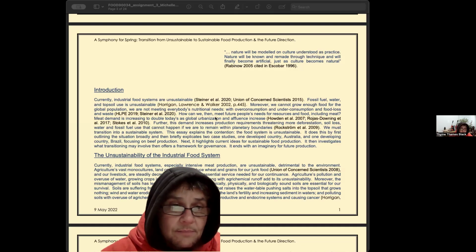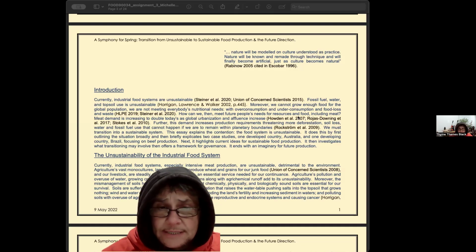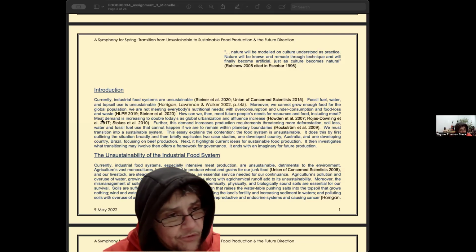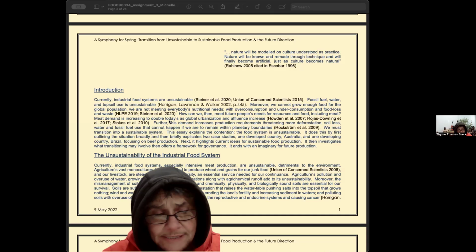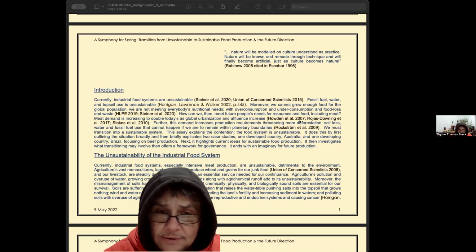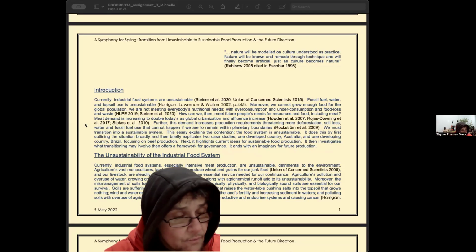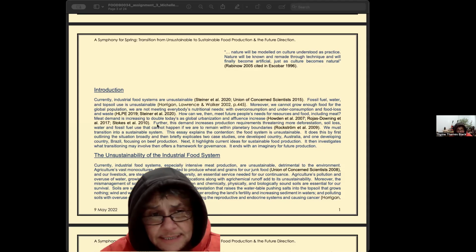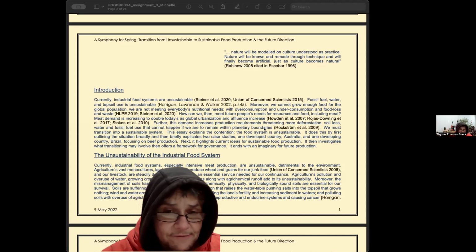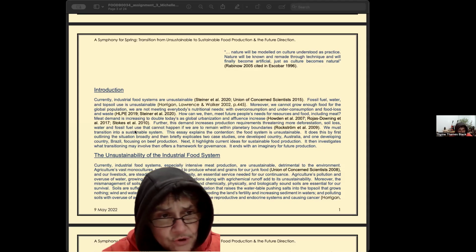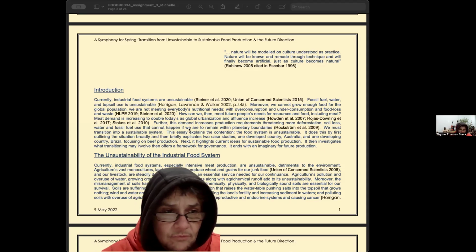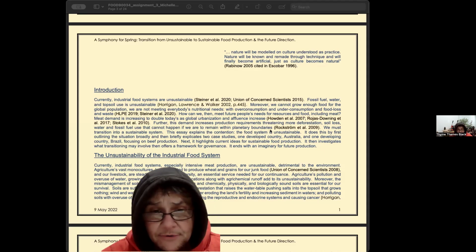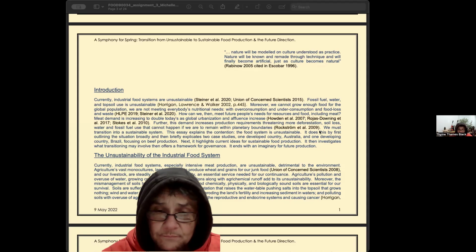How can we then meet future people's needs for resources and food, including meat? Meat demand is increasing to double today's as global urbanisation and affluence increase. Howden et al. 2007, Rogers, Downing et al. 2017, Stokes et al. 2010. Further, this demand increases production requirements, threatening more deforestation, soil loss, water and fossil fuel use that cannot happen if we are to remain within planetary boundaries. Rockstrom et al. 2009. We must transition into a sustainable system.